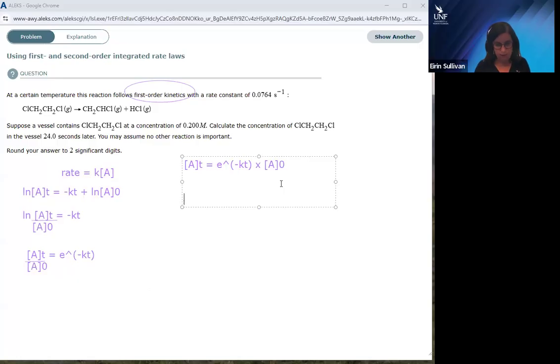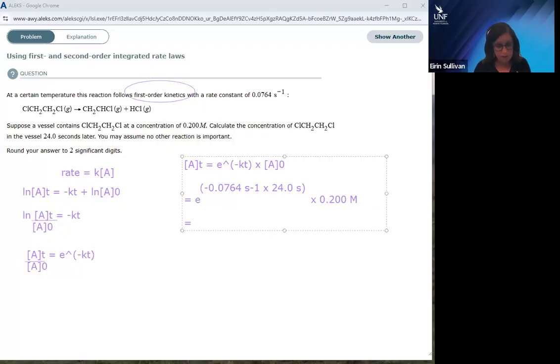I'm going to leave myself plenty of space here. So e to the power of, and then minus kt, so minus k, and I'm going to put the units in, 0.0764 per second, so that's second to the minus 1, times t, which is 24 seconds. So you can now see that that power of e will be unitless because per second and second are going to cancel out. And then that is going to be multiplied by our initial concentration in molarity, which was 0.200 molarity. So our units are going to come out in terms of molarity.